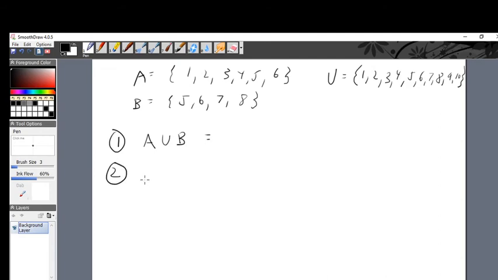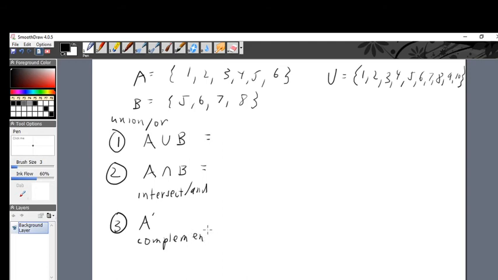What is A intersect B? Also known as A and B. This is known as a union, and this is known as either intersect or the word and. Okay, that's the second question. The third question is, what is A prime, also known as the complement? So I'm giving you the vocabulary right along as we go.